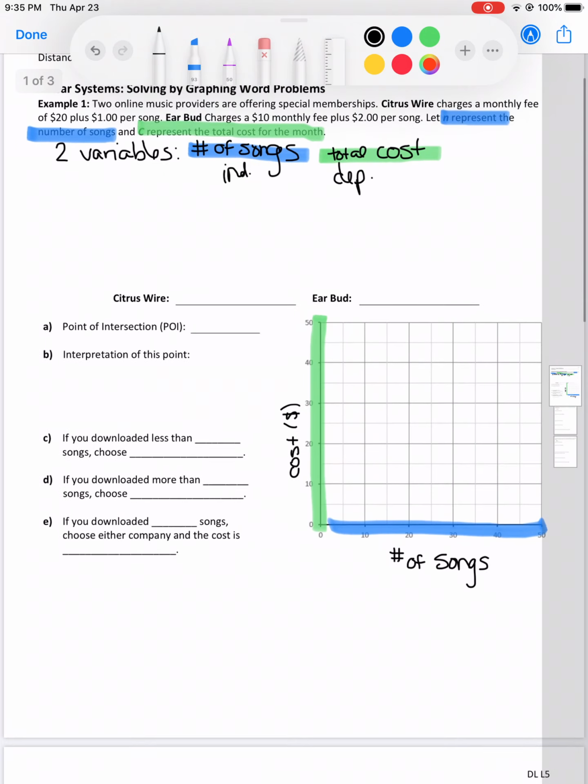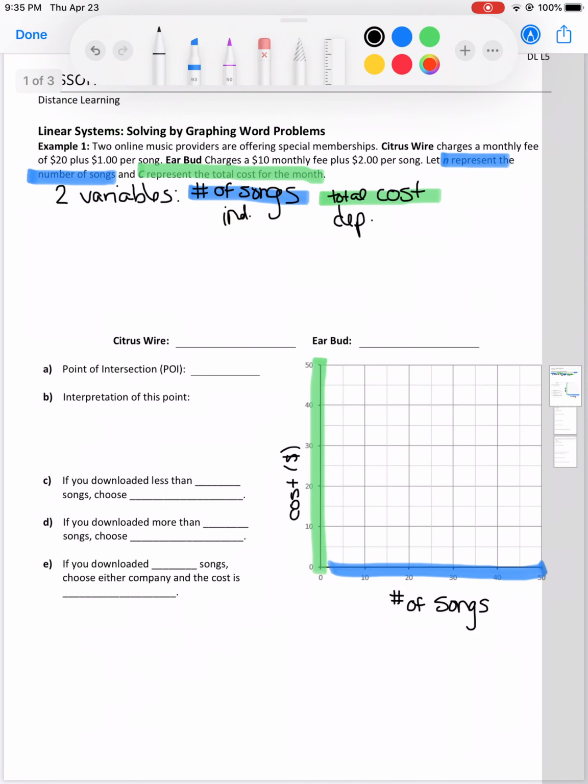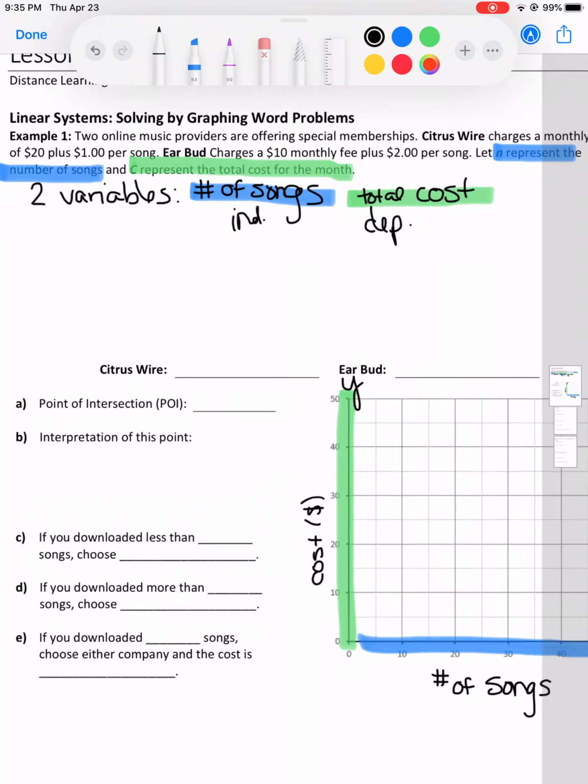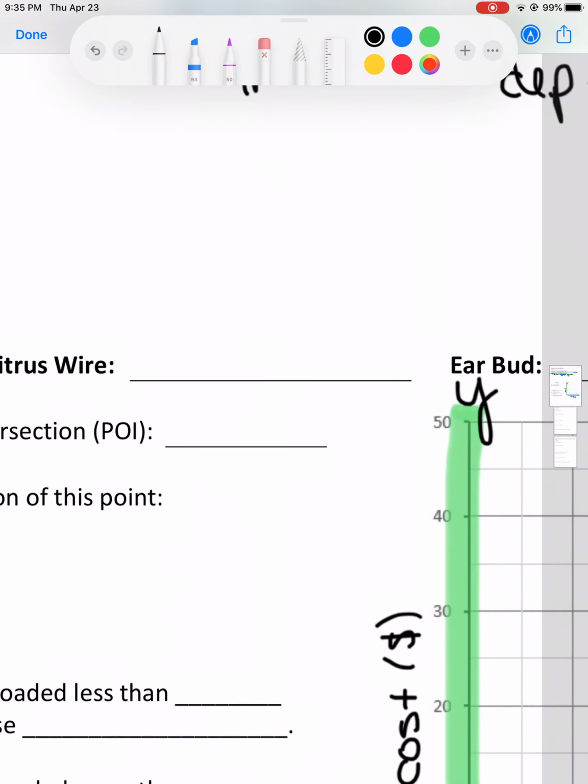Okay, so now what we need to do is make up two equations. We have our two variables. Now we need to get our two equations, one for Citrus Wire, one for Earbud. What's going to be happening is we need to do it in the form of y is equal to mx plus b, right? Don't forget, this is my y, this is my x. So what I'm going to do is above each equation, because we need to redo it, y is equal to mx plus b, I'm just going to write out what we need to fill.